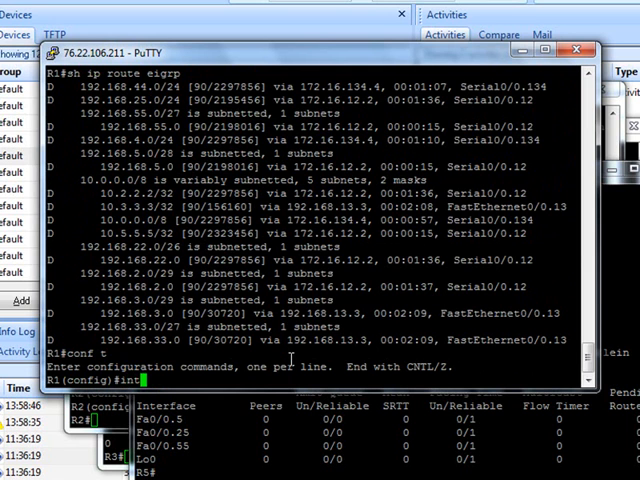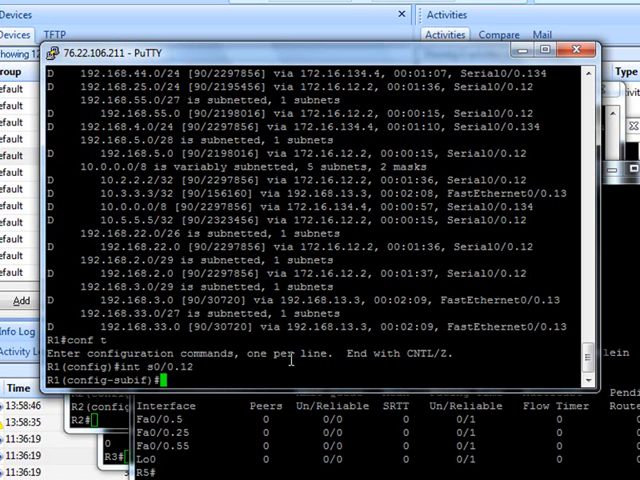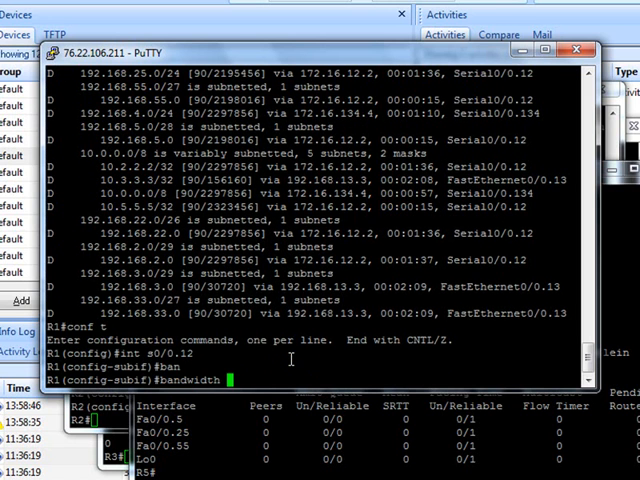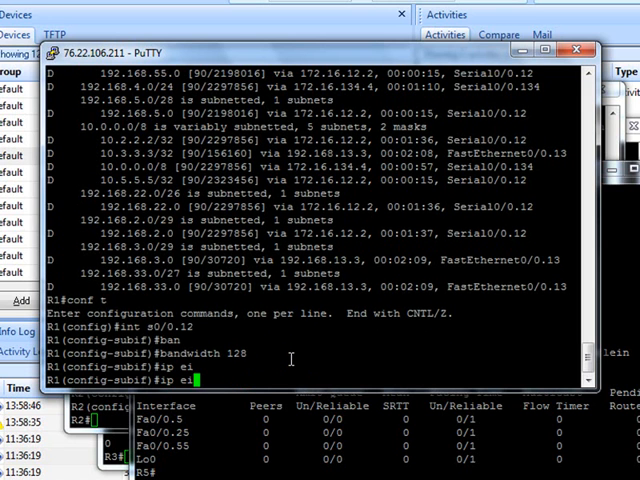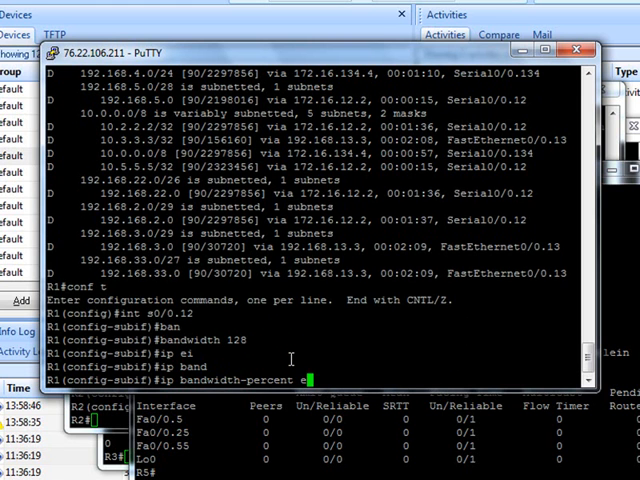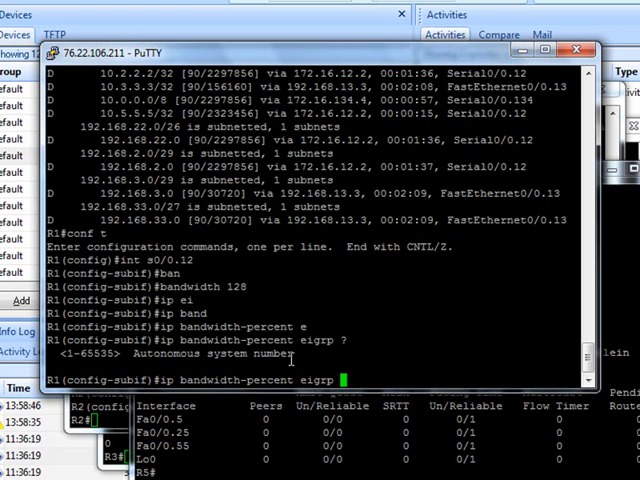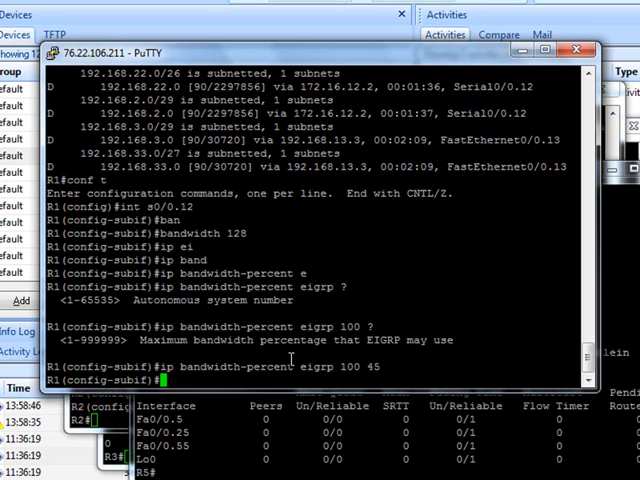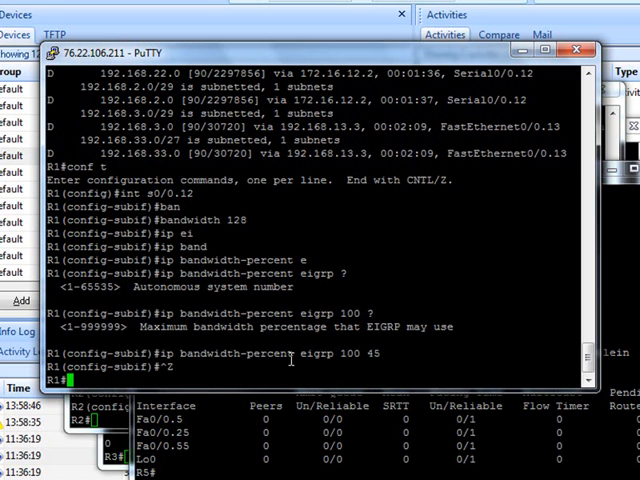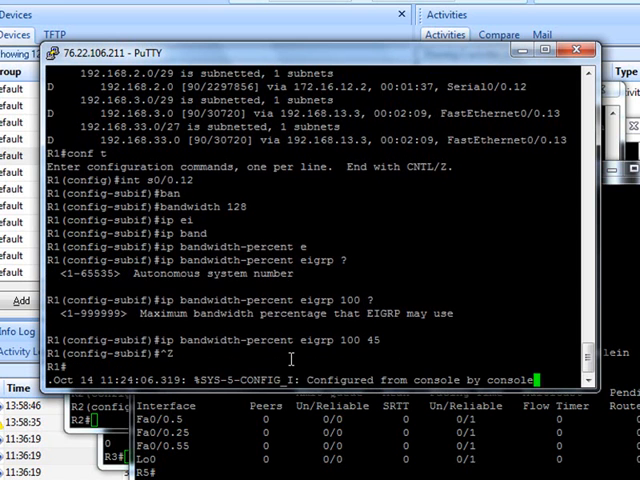So we'll do interface serial 0/0/2, which is the point-to-point interface. Bandwidth, we said we were going to do 128K. And then we want to do the IP bandwidth-percent EIGRP 100, and we wanted to do 45. And that's essentially the entire process.